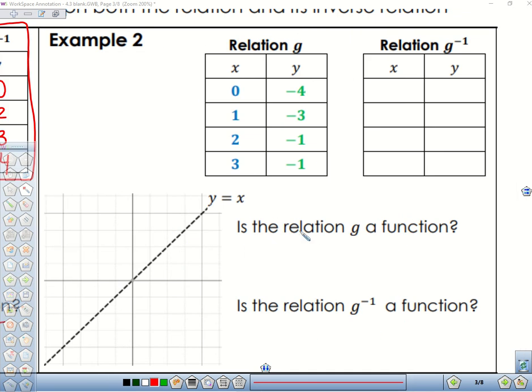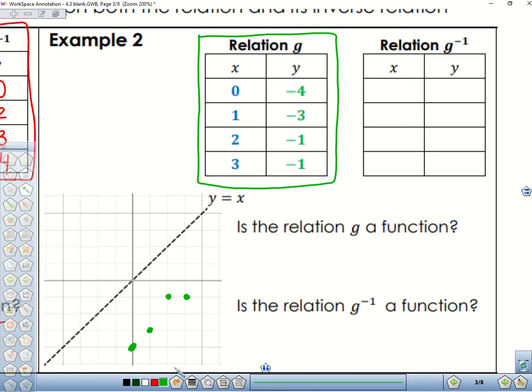So now we're looking at example 2. First thing I'm going to do, I'm actually just going to graph the relation g first. Let's just graph that in green. So that's 0, -4, 1, 2, 3, 4. That's 1, -3, 2, -1, and 3, -1. Connect them.